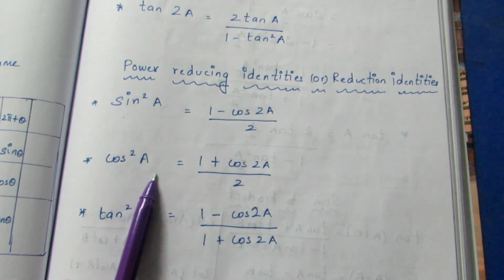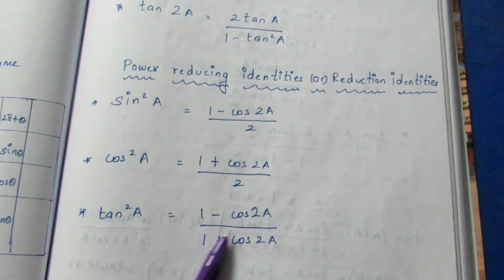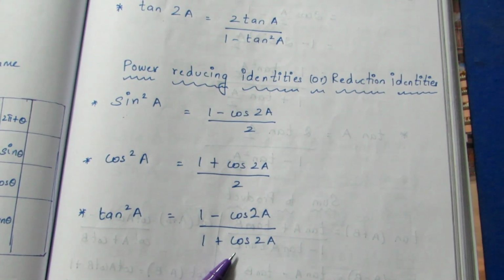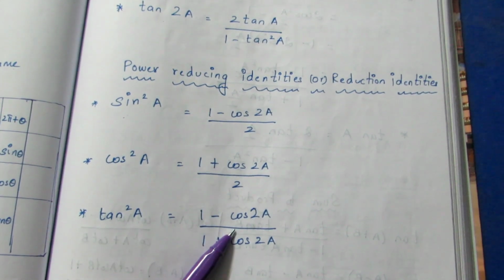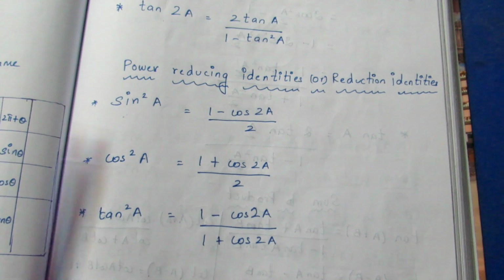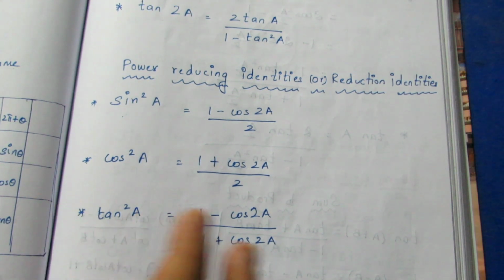Here cos square a equals 1 plus cos 2a by 2, and tan square a equals 1 minus cos 2a by 1 plus cos 2a. Here it does not deal with any sin ratio, it deals only with the cos ratio. So these are the power reducing identities or reduction identities.